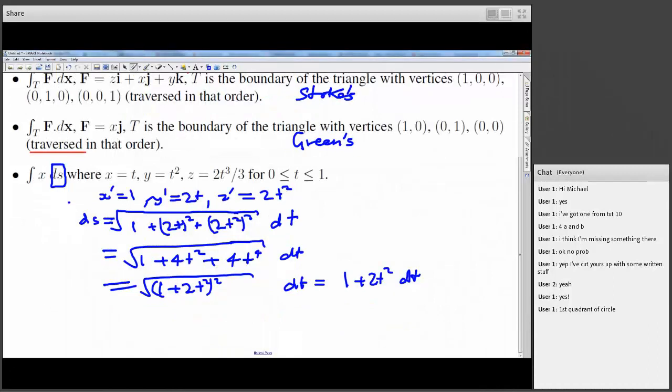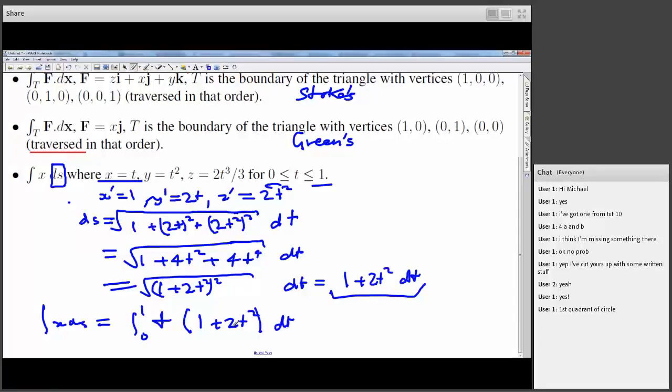And so our integral of x ds becomes the integral for t from 0 to 1 of x, which is t, times our differential, which is 1 plus 2t squared dt. And now it's just a simple integral. You have to expand the brackets, expand the product, and then integrate as per normal to get your answer. But I just wanted to show you that. I have only done examples of scalar integrals in 2D, so I just wanted to show the 3D case. Fairly similar, but you can see what it actually looks like.